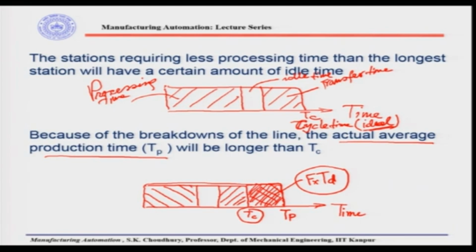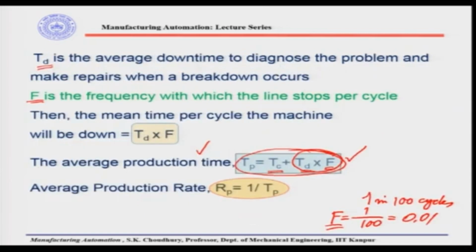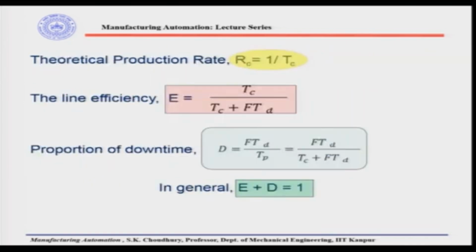Most of the time there is something or other because of which that F into Td has to be taken care of. So, average production rate we can find out if we know the Tp, because 1 upon Tp will be the average production rate. Once we know the average production rate, then the theoretical production rate will be 1 upon Tc. Tc is the ideal cycle time.